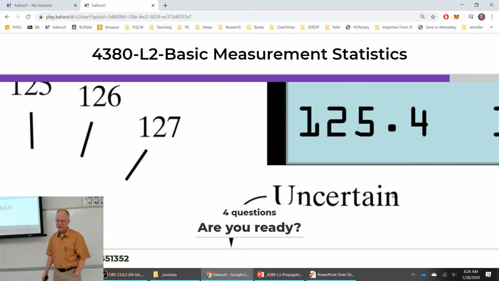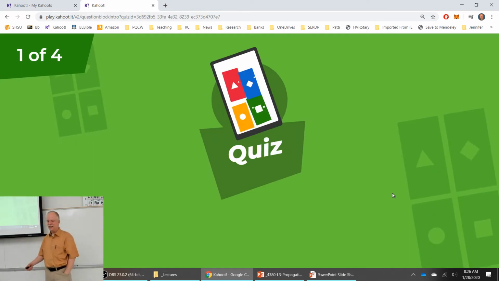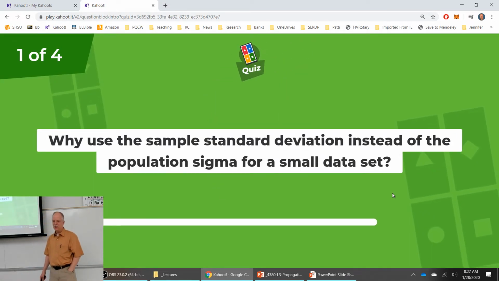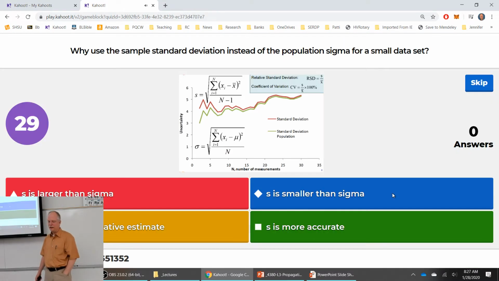So it's just 4 quick questions, mainly to keep people going. Why use the sample standard deviation instead of the population sigma for a small data set? You can pick your favorite answer.